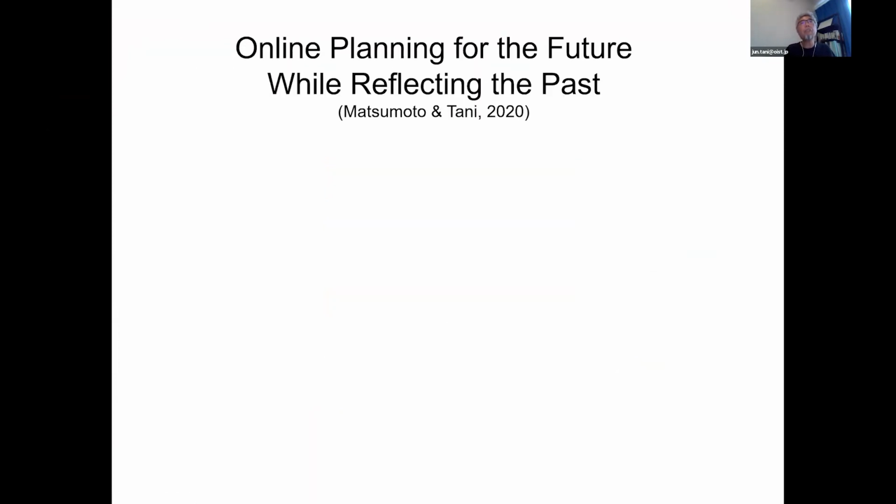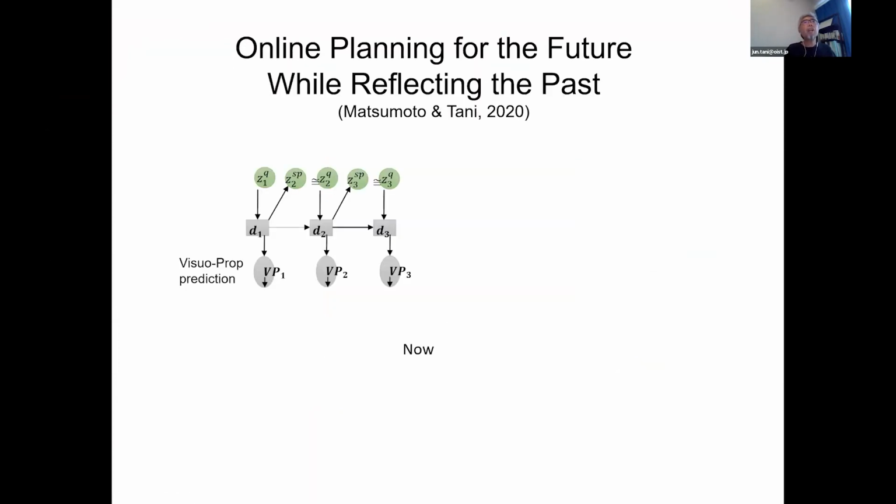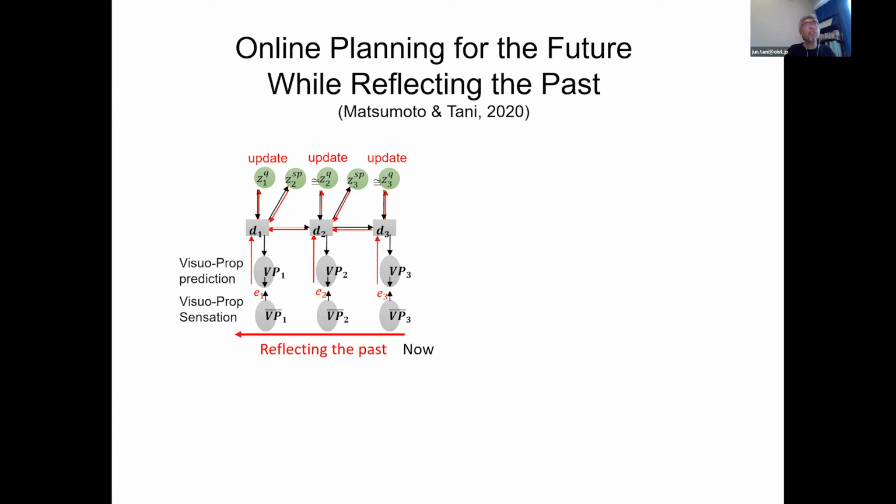I'd like to show you briefly. So planning is also possible if the robot can predict the future. The first is online planning for the future while reflecting the past, something like extending the framework I introduced previously. Again, this is the past, now is here, and reflecting the past, the updated posterior. And then once you've got that, you can predict.